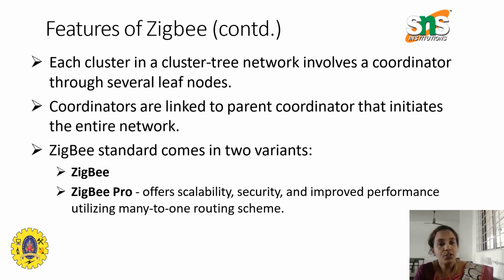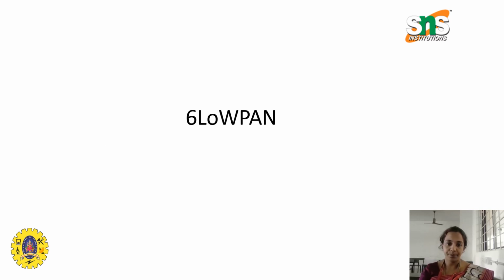The next one is features of Zigbee. Each cluster in a cluster tree network involves a coordinator with several leaf nodes. Coordinators are linked to a parent coordinator that initiates the entire network. The Zigbee standard comes in two variants, Zigbee and Zigbee Pro. In IEEE 802.15.4 we had versions like 4A, 4C, and 4D. Likewise, we have Zigbee and Zigbee Pro.